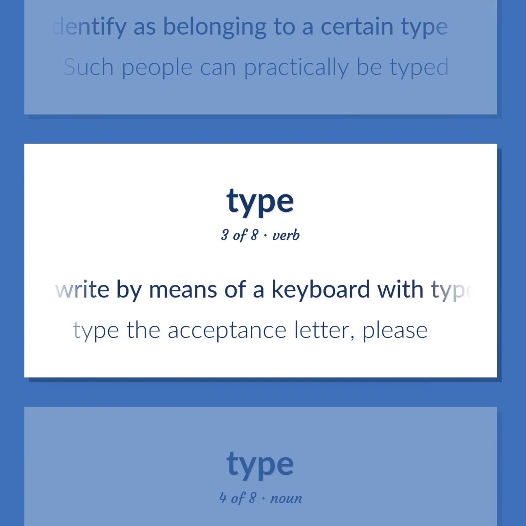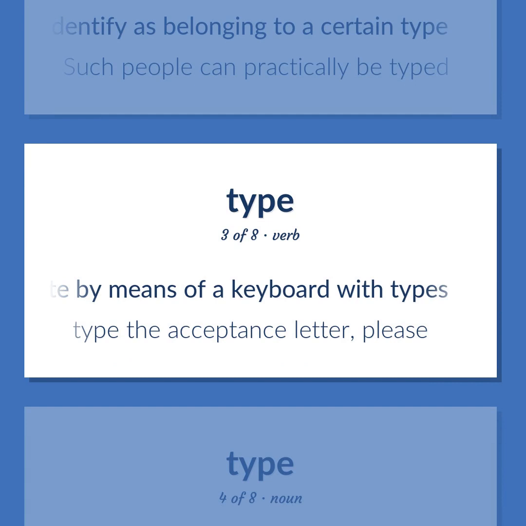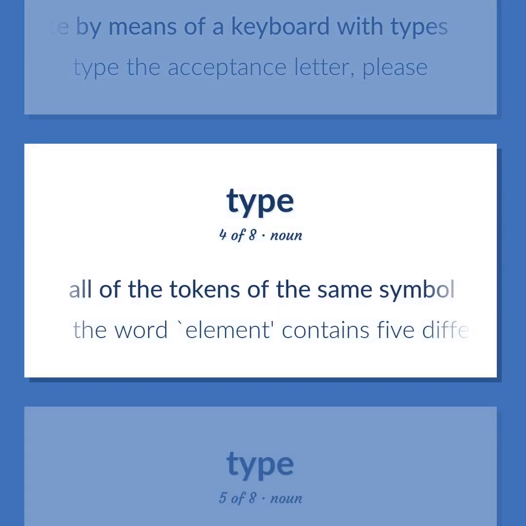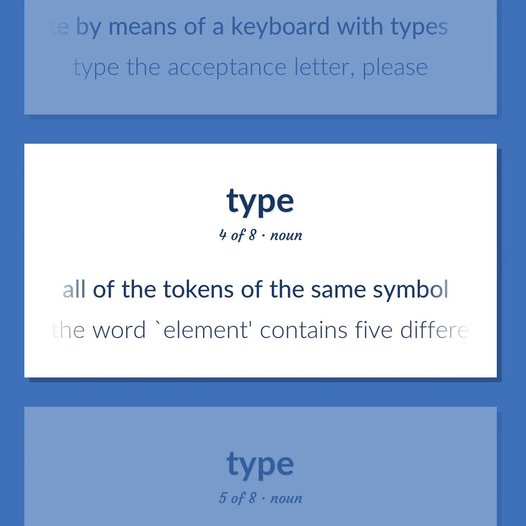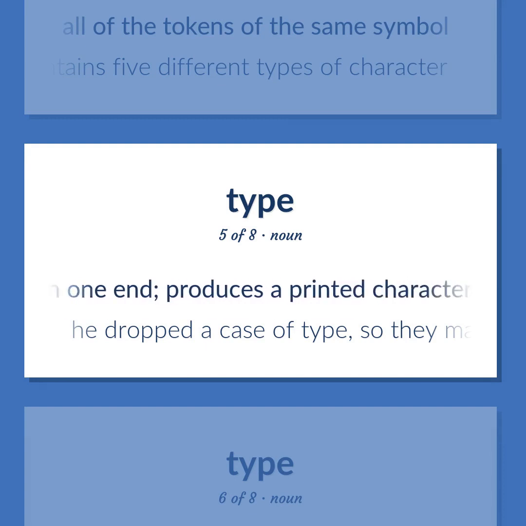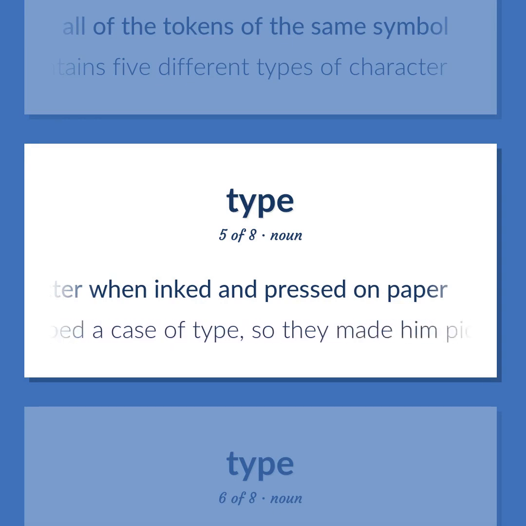Write by means of a keyboard with types. Type the acceptance letter, please. All of the tokens of the same symbol. The word element contains 5 different types of character. A small metal block bearing a raised character on one end produces a printed character when inked and pressed on paper. He dropped a case of type, so they made him pick them up.